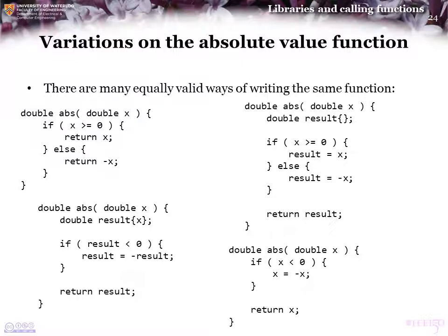Here's an interesting fourth variation. Remember that the parameter x is just a variable, the scope of which is the entire function and restricted to that function. So if it is a variable, we can assign to it. So let's check. If the parameter x is less than 0, then we assign to x the value of negative x. We then simply return x. Now, this one might be a little bit less intuitive, but all four of these are equally valid means of implementing the same function.